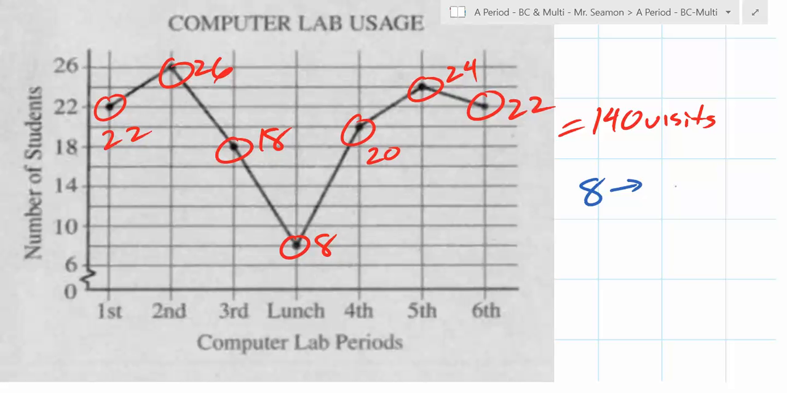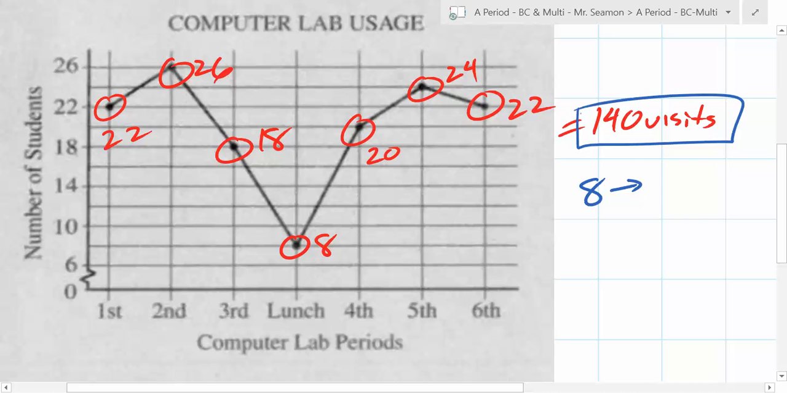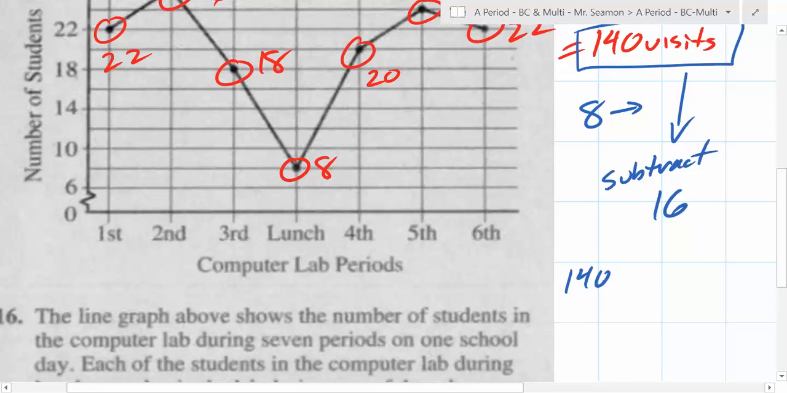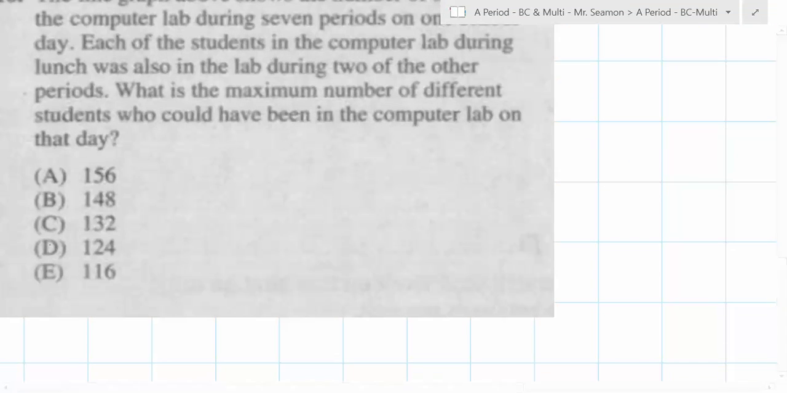We've already counted them how many times in here? We've already counted them once, right? We've already counted their visits once for the lunch block. So what do we need to subtract? We need to subtract 16, because they also went 2 other times. We've already counted them once. So we subtract 140 minus 16, and what do we end up with? 124. And that is answer D.